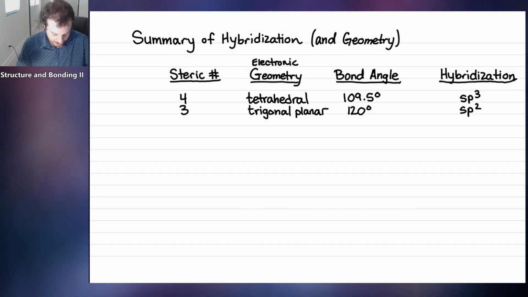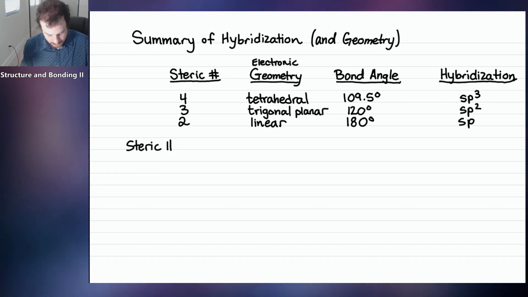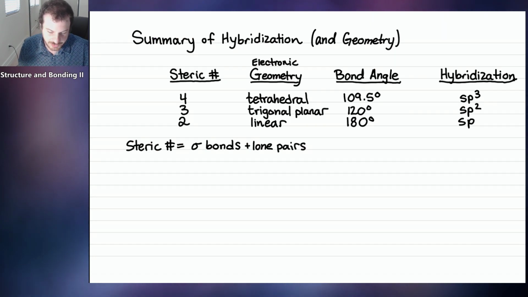And if the steric number is 2, the electronic geometry is said to be linear. The bond angle is 180 degrees. And the hybridization is sp. Okay, so now let's define what steric number is. Steric number is equal to the number of sigma bonds plus lone pairs. The number of sigma bonds plus lone pairs.